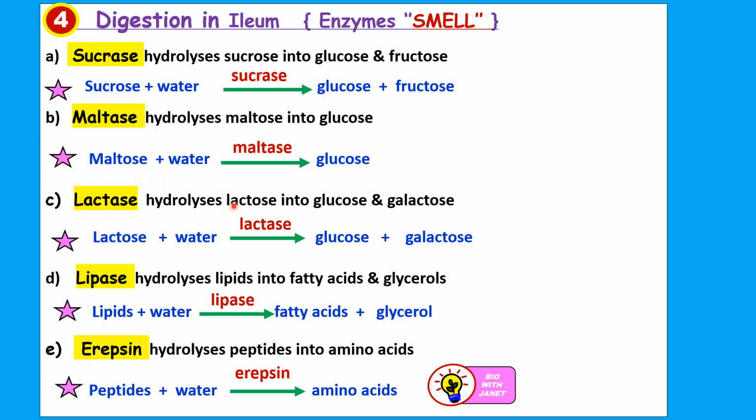Now, maltase hydrolyzes maltose into glucose. So maltose plus water, with the action of maltase, glucose is produced. Lactase hydrolyzes lactose into glucose and galactose. So lactose plus water, with the action of lactase, produces glucose plus galactose. Lipase hydrolyzes lipids into fatty acids and glycerol. So lipids plus water, with the action of lipase, fatty acids plus glycerol are produced. Erepsin hydrolyzes peptides into amino acids. So peptides plus water, through the action of erepsin, forms the amino acids.